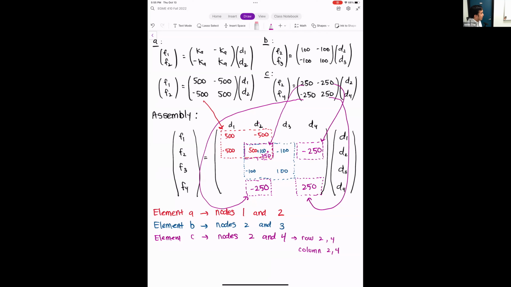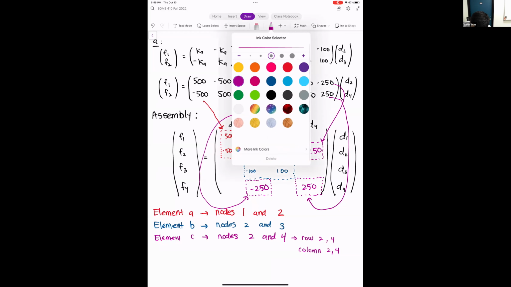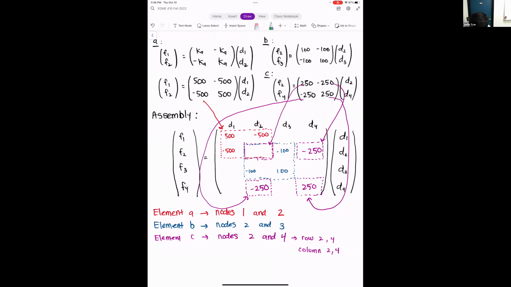So any entries that we're overlapping, we're just going to add them together. And so we're going to do that right here. And so we have 500 plus 100, that's 600 plus 250. That's going to be 850. Let's use rainbow, 850.